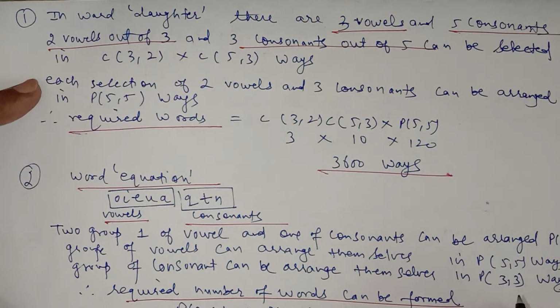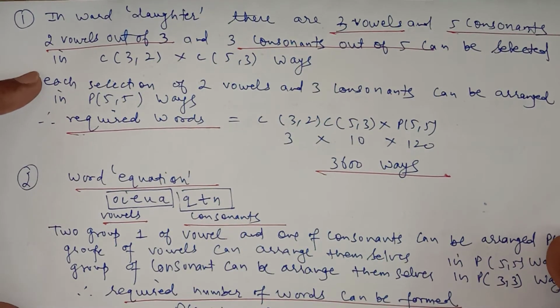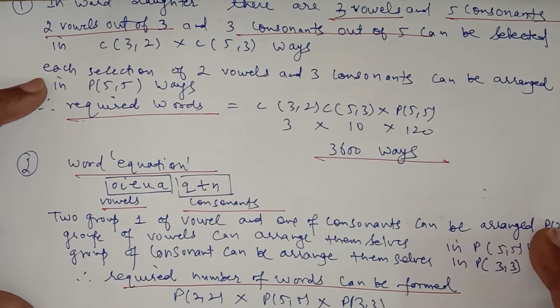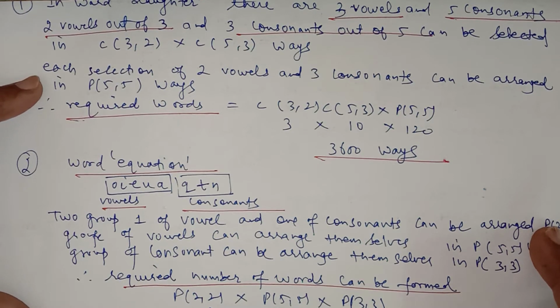Now in question number 2, there is the word EQUATION, in which it has been asked how many words there are in which all vowels and all consonants should be together. Now this type of question you have done in the previous exercise also.